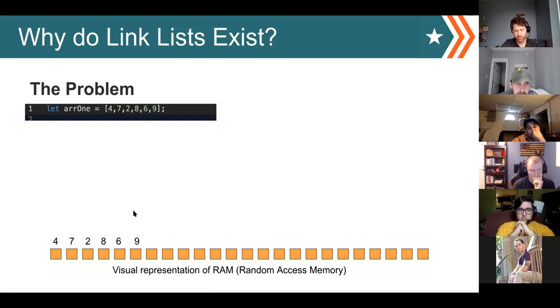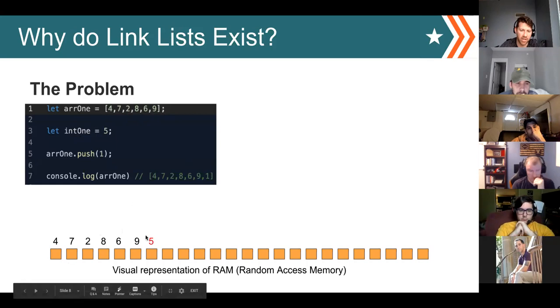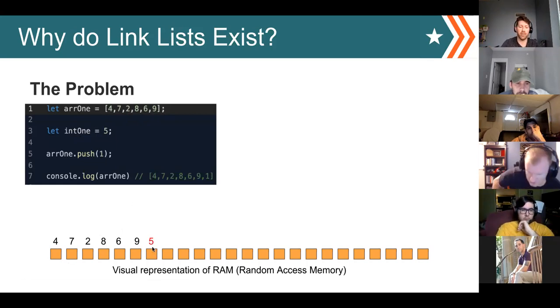And the problem is, if I create another variable called int1 and assign it 5, and it randomly gets assigned to the address right next to where array 1 is down here. So 5 just happens to get assigned there, moving in right next to array 1.